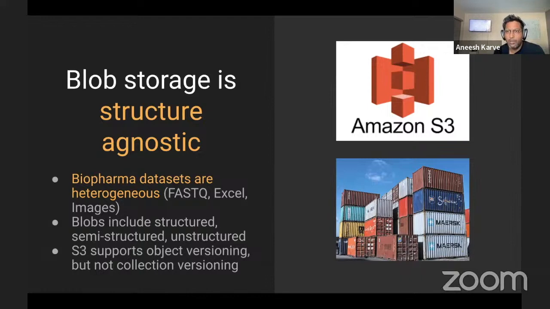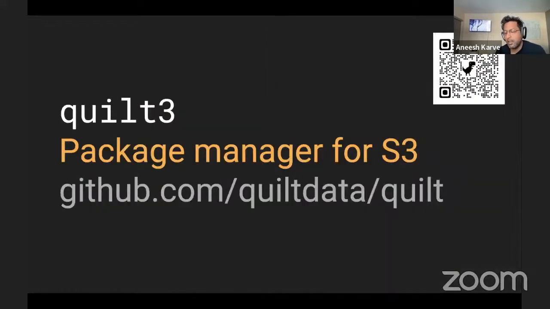And in ML, our training sets and our test sets and our models are often highly heterogeneous. What does that mean? I could have my loss data in a CSV file, I could have 10,000 images, and I could also have a serialized model. And those are all at different levels of structure. And the beauty of blobs is they can literally be structured, semi-structured, or unstructured. And this is what we've done in the open source: we built on top of S3 blob storage and created a package manager for S3.